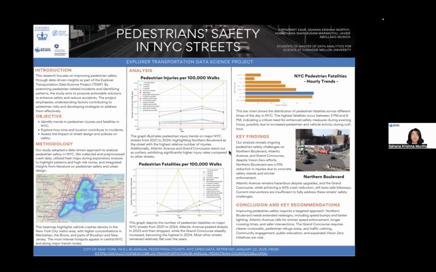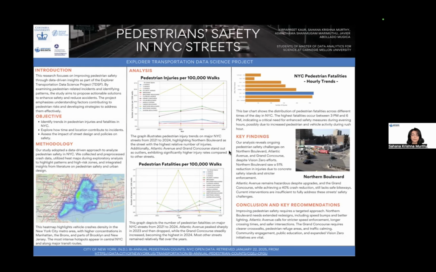Now, why did we choose this topic? During our data preprocessing and exploration steps, we analyzed different types of crashes and their frequency. This helped us realize that while vehicle-related crashes are extensively studied, pedestrian safety often receives less attention, even though pedestrians are among the most vulnerable road users.